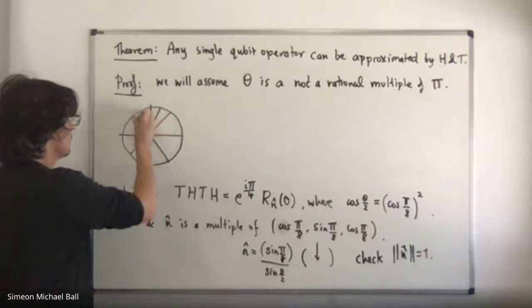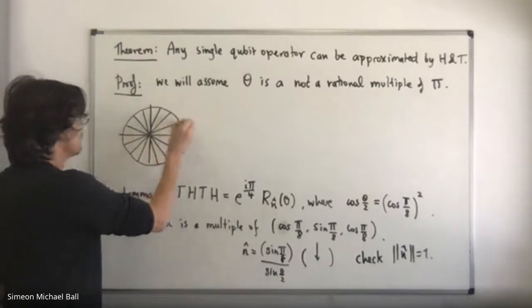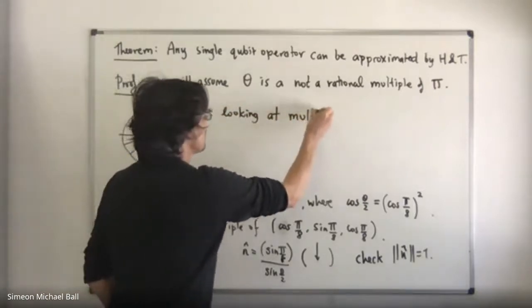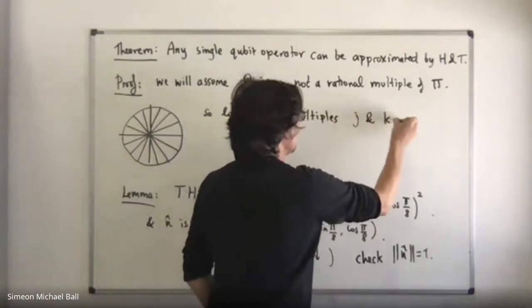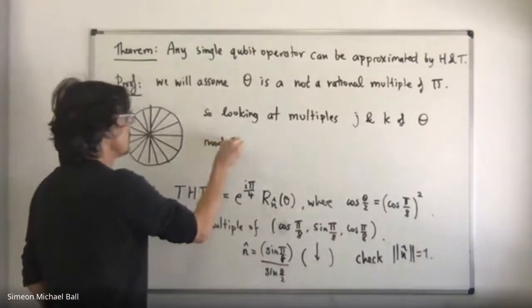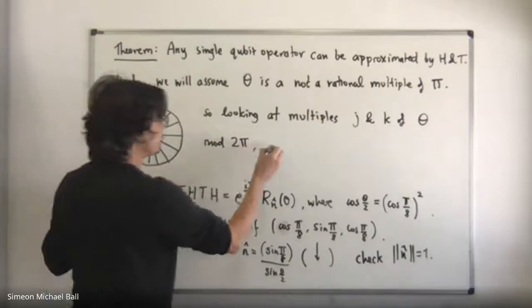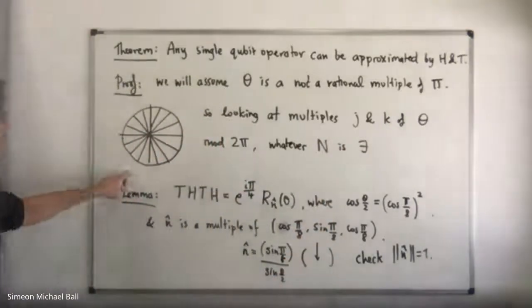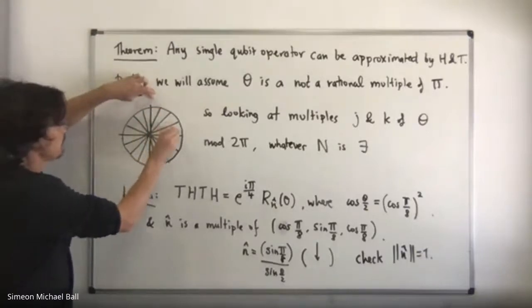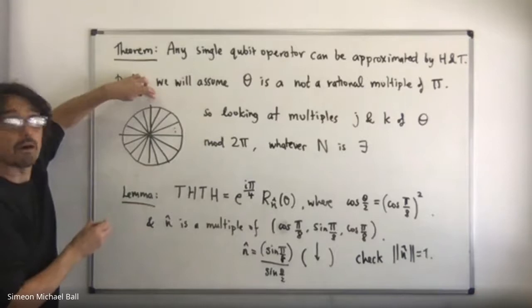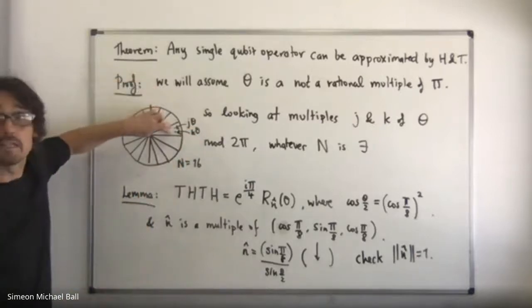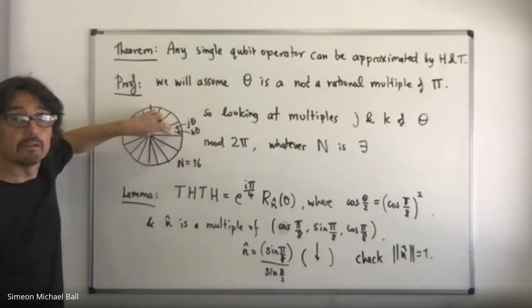let me just divide the circle quickly into 16 bits. So, looking at multiples, let's say j and k of theta modulo 2 pi, whatever n is. Here we've got n is 16, so if I take 17 multiples, I'm going to find 2 of them sitting in the same little piece of the circle. Okay, so here n is 16. And if I take enough j's and k's, I'm going to find 2 of them sitting in the same little bit, just by the pigeonhole principle.